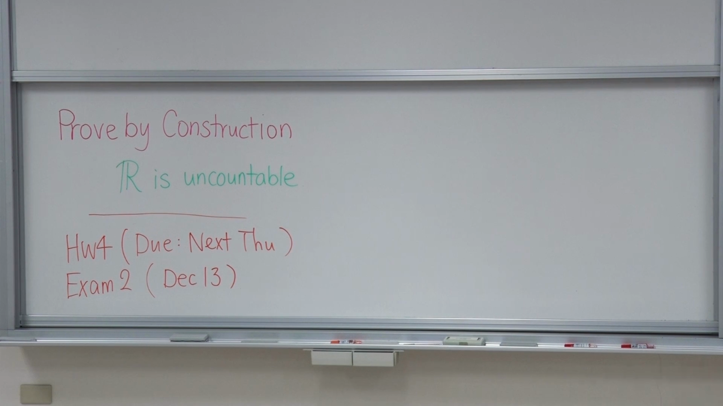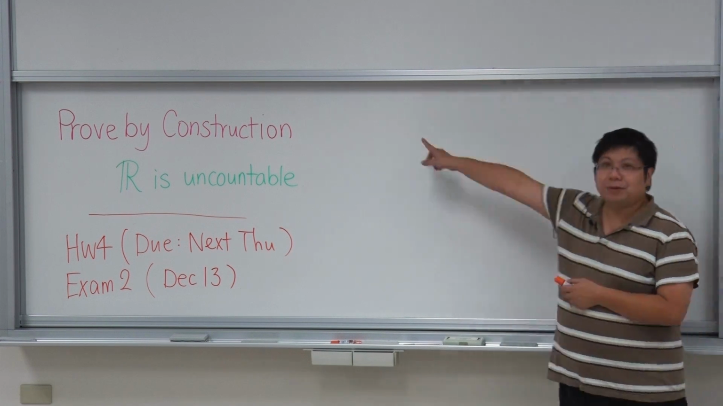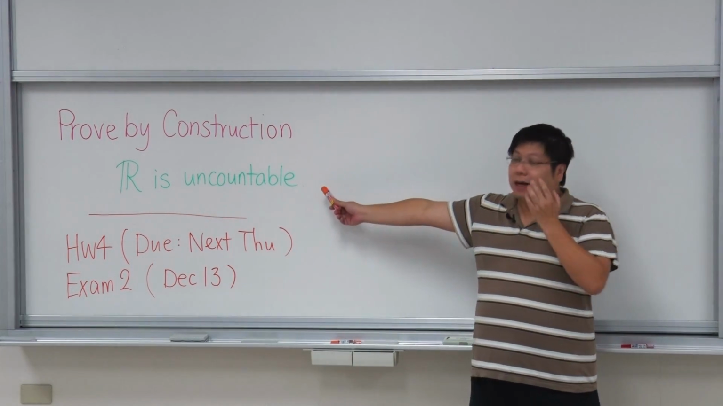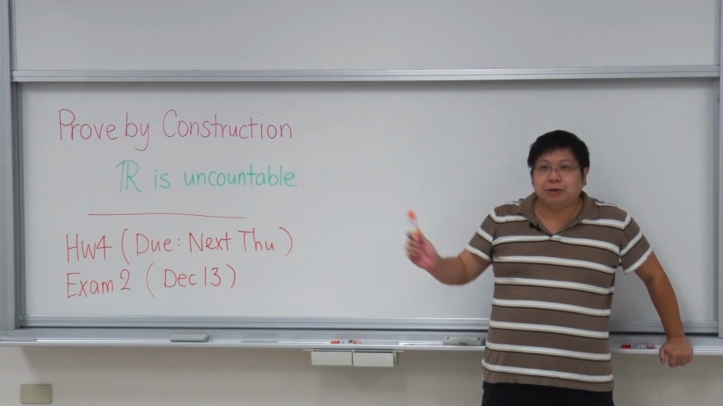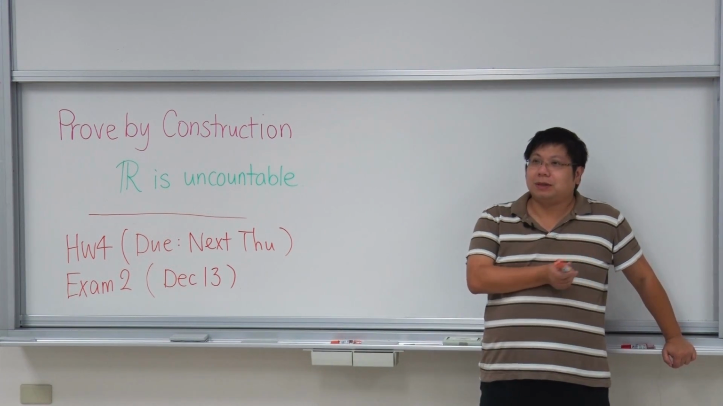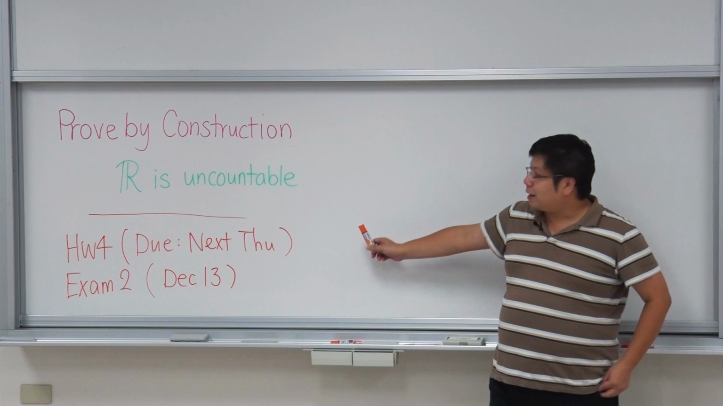So today we will look at some more examples on proof by construction, and in particular we will talk about a proof that shows the set of real numbers is uncountable. I will define what is meant by countable and what is meant by uncountable. And then there are the announcements.